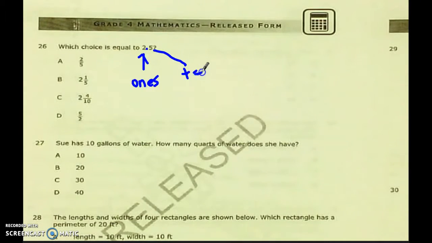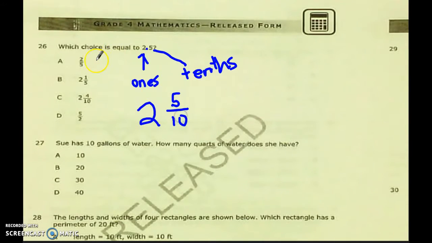So these are parts of a whole that we can show in our place value system without having to write the fraction bar. So these are tenths, okay? So how many ones do I have? I have 2 wholes, and I have 5 tenths.